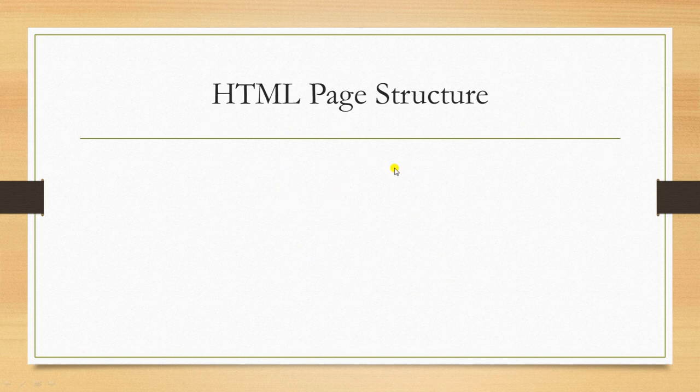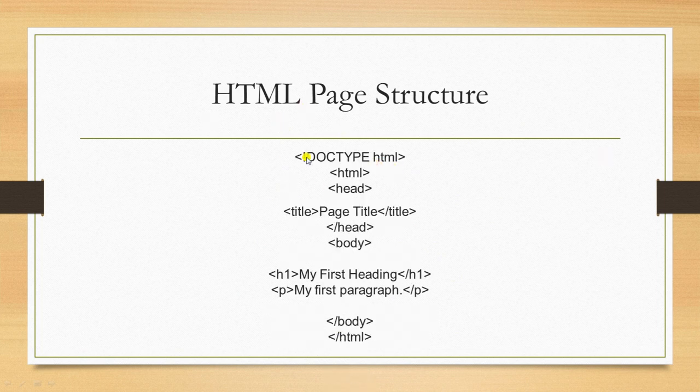This is the HTML page structure. We have the doctype HTML, the HTML tag, the head tag, the title tag, the closing title, and then the head close, body. Then we have some content in the body. The body is a tag where we write the content, and then we need to close the HTML tag with a slash.